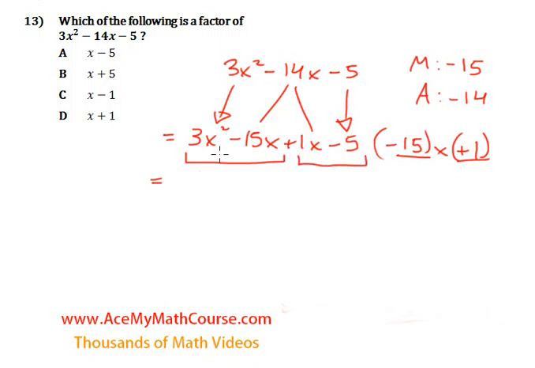Over here, I can factor out a 3x. 3x squared divided by 3x is x. Minus 15x divided by 3x is minus 5. Then we have 1x minus 5. The greatest common factor here is just 1. So I can just write down again the x minus 5, because x divided by 1 is x. Minus 5 divided by 1 is minus 5.